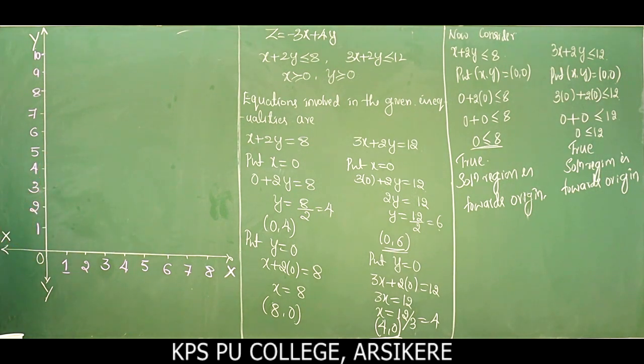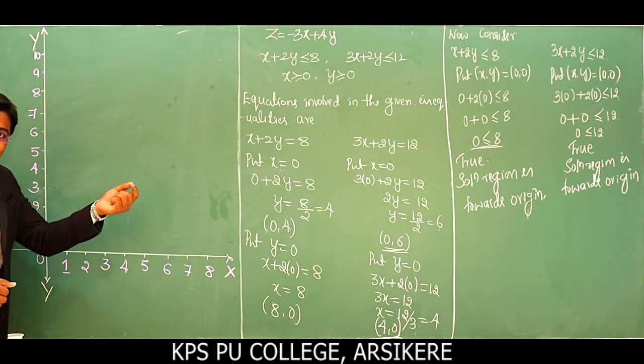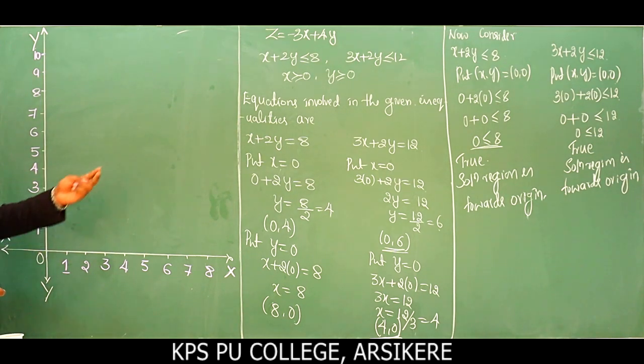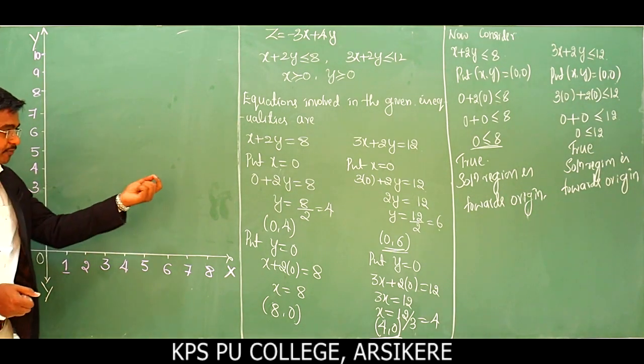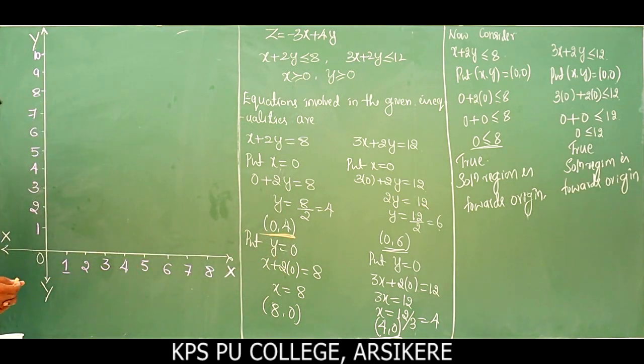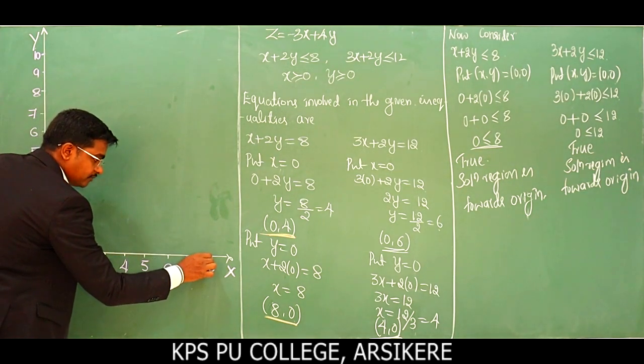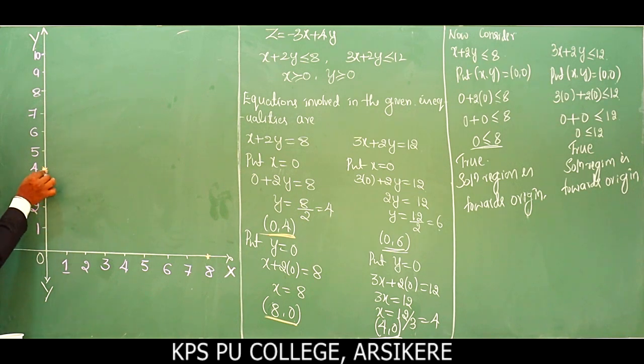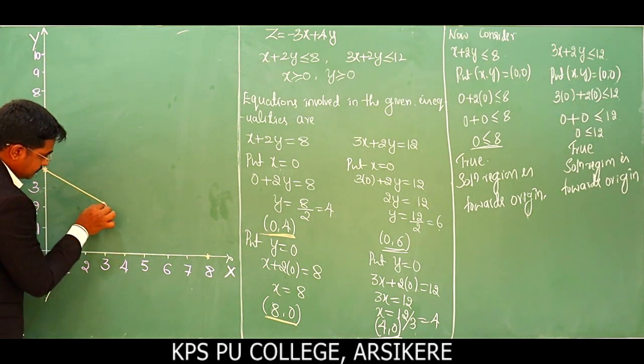When we convert to an equation, we get x plus 2y is equal to 8. So find out the points. The first point here is 0, 4. 0, 4 means it is on the y axis. I drew the point. Okay, next we have 8, 0. This is the point on the x axis. Mark the point. So now join these 2 points.